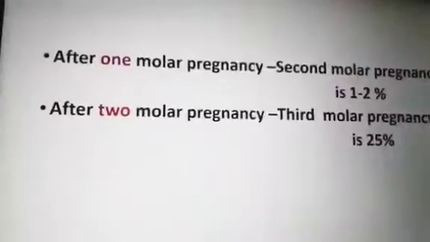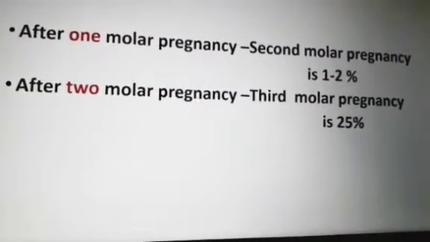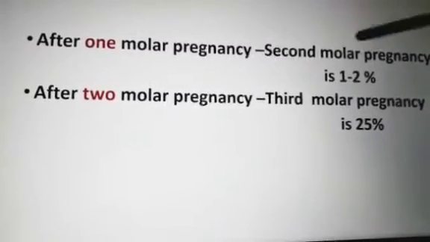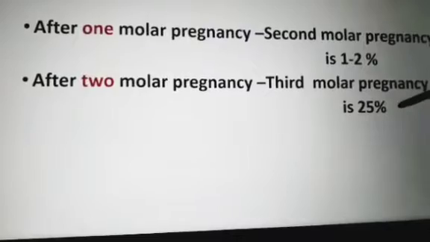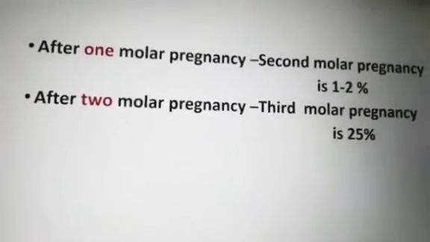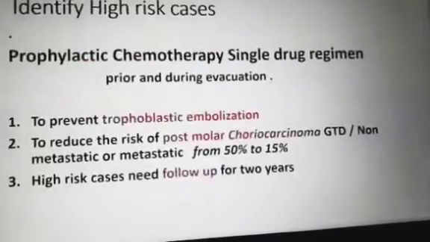Placenta, I mean. After one molar pregnancy event, the next pregnancy molar pregnancy risk is 1 to 2%. After two molar pregnancy events, the risk is 25%. So it is more with a past history of two molar pregnancies.